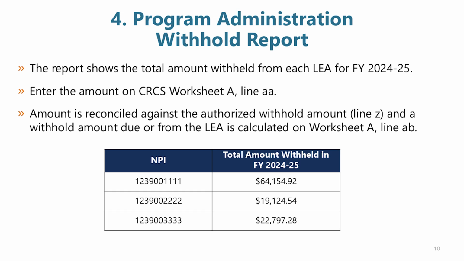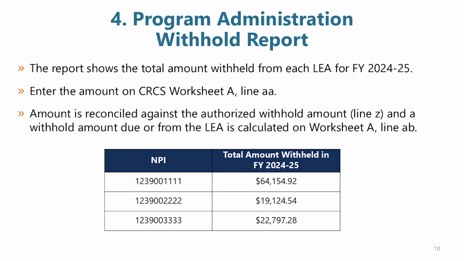Report 4 is the Program Administration Withhold Report, which shows how much each NPI has contributed toward program expenses in fiscal year 2024 to 25. As LEAs submit interim claims for reimbursement, 3% is withheld from payment to support program expenses. The Program Administration Withhold Report summarizes those withhold contributions for each NPI. The amount that is on this report for your LEA will be input on Worksheet A, line AA.